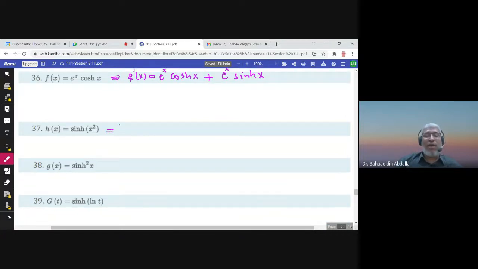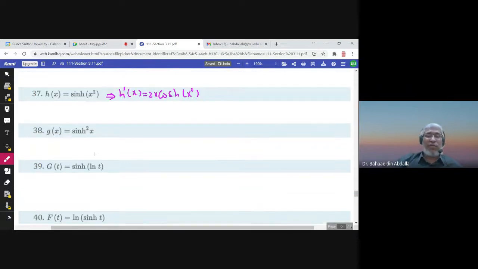Here I have a composition. So I start by finding the derivative of the outer function. Derivative of sinh is cosh. And then I multiply by the derivative of x squared, which is 2x. And I will write it here. So this would be the derivative.